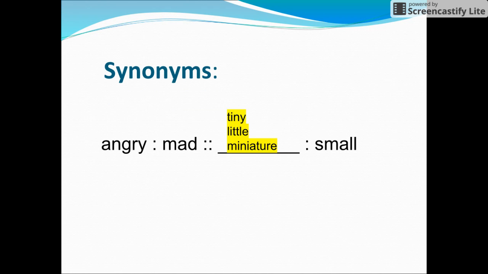Synonyms, your answer is tiny, little, miniature, anything that is similar to small. Angry and mad are synonyms. Tiny, little, miniature are the same as small, okay? And you notice that there's no relationship between angry and small. So as long as these two are synonyms and these two.